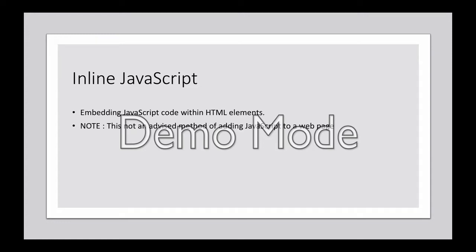However, this is not an advised method of adding JavaScript to a web page. It is usually advised to use either internal JavaScript or external JavaScript, or a combination of both. It's just good to be able to separate your code from the HTML element itself. Let's look at an example of inline JavaScript by reworking our JavaScript label to use inline JavaScript instead of the external JavaScript we used in the previous example.